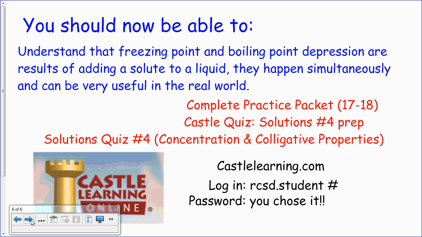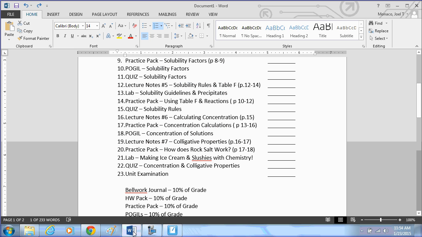There's 17 and 18, 2 pages of practice, a prep quiz, and an actual quiz on concentration and colligative properties in Castle. So let's make sure we have finished our checklist here. We have just watched our last lecture notes. We've got 2 pages of practice to play around with. Make sure I help you if you aren't understanding it. We've got a lab. We're going to make some ice cream using this colligative property of solutions. You've got that quiz on there. And then the only other thing you've got to do for this unit is the examination.